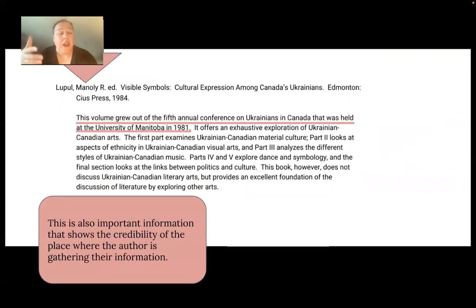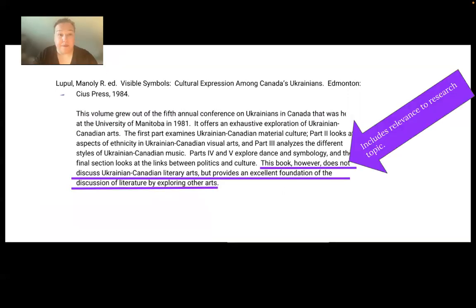All right, you need to include important author information or where this information came from. Why is it credible? Obviously you have the author's name at the top. That's part of the actual annotation, but then you need to have a little bit more. This volume grew out of the 5th annual conference on Ukrainians in Canada that was held at the University of Manitoba in 1981. So it tells us where it took place, what it was about. It was a conference, right? It tells us some credibility around where the author gathered this information.